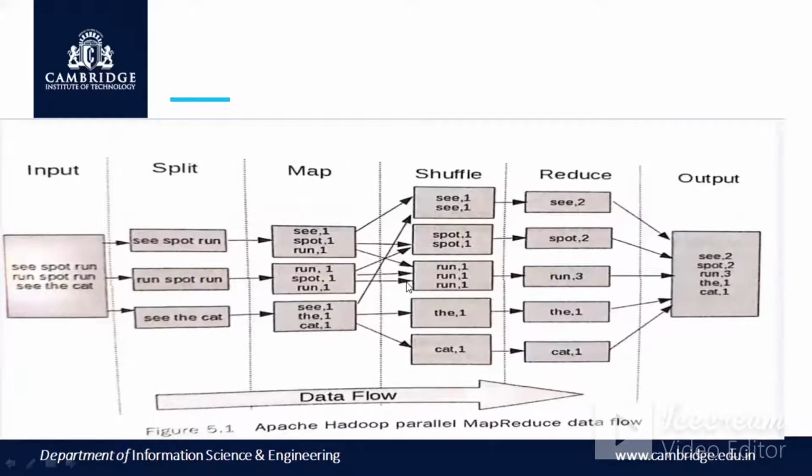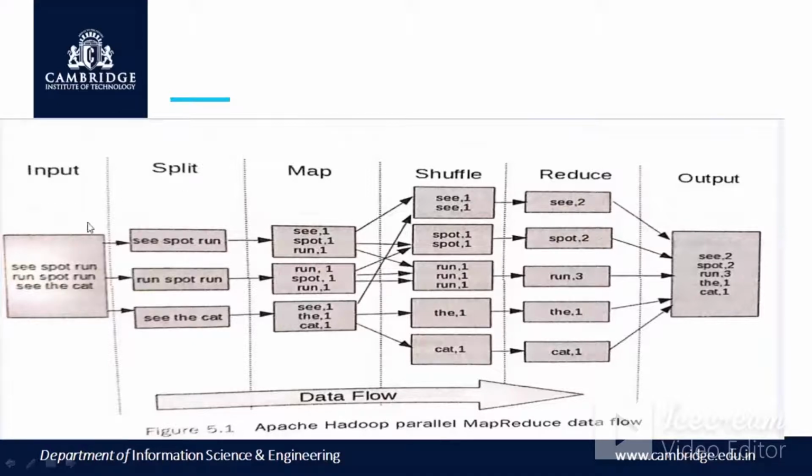So you can see here, this is the Apache Hadoop parallel MapReduce data flow. This is how the stages we have previously seen in the slides are represented in the form of a diagram. The input you can see here is the text file which contains these words: see, spot, run, run, spot, run, see the cat.